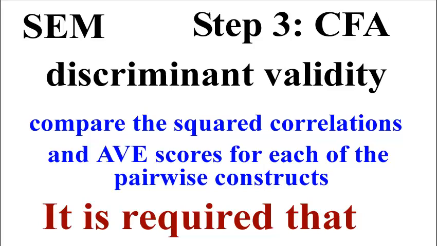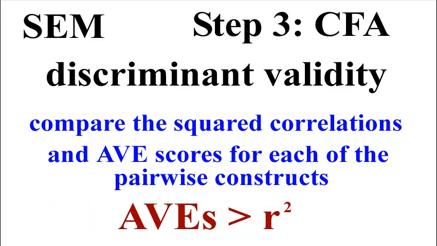But it is very important that the AVE scores have to be greater than the R squared correlations, okay? If not, then you're not going to be able to prove discriminant validity. So, last time, we want the AVE scores to be greater than the squared correlations.